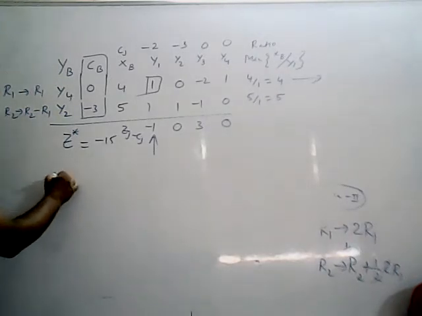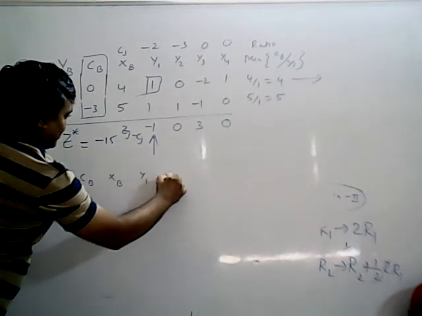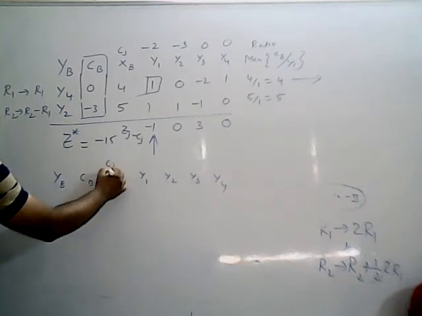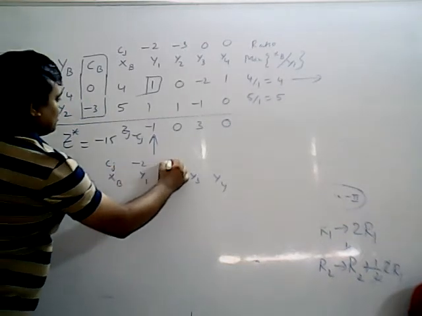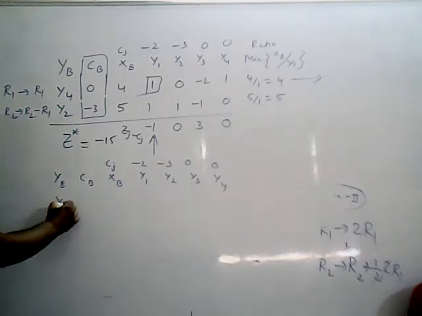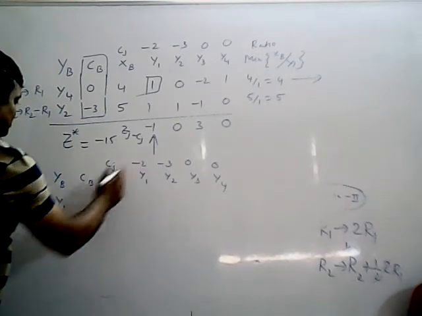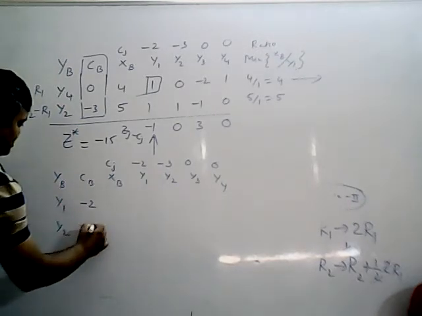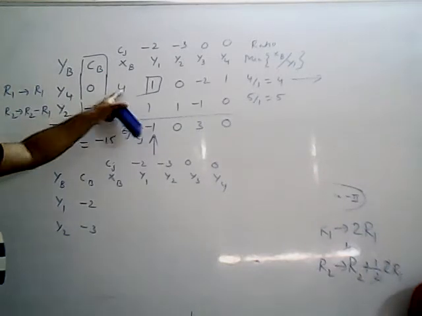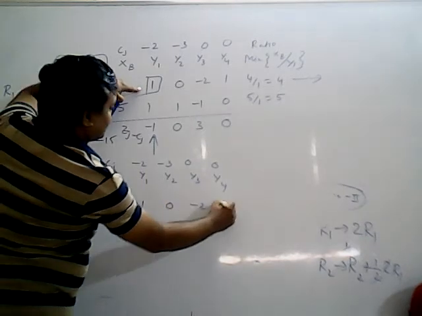Okay, so same next table: YB, CB, XB, Y1, Y2, Y3, Y4. Cj is the cost matrix. First write down the Cj values: -2, -3, 0, 0. Y4 is deleted and Y1 enters; Y2 will be as it is. Y1 variable cost is -2, Y2 variable cost is -3. For the remaining you have to use the operation. The first row is as it is: 4, 1, 0, -2, 1.